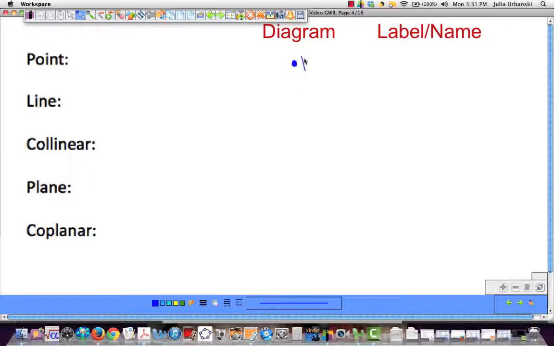And to label it, you call it any letter that's capital that you want. We're going to say capital P. So to label it or name it, all you do is call it P. Some people put the word point in front, but you don't have to.